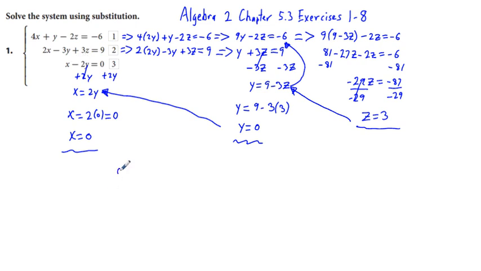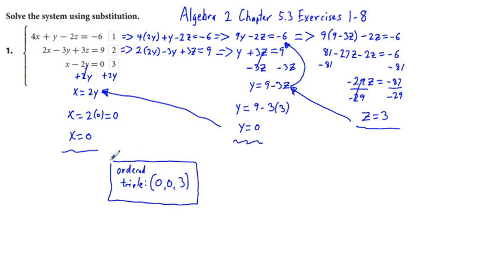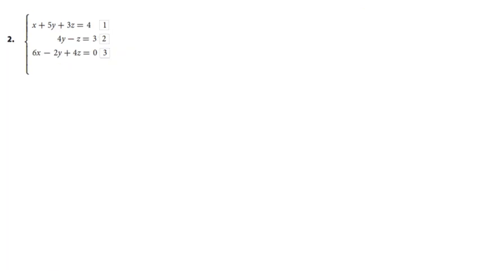So our ordered triple, and sometimes you see this as coordinate triple, is going to be the point on a three-dimensional coordinate plane, 0, comma 0, comma 3. So there we have it, solving this system by substitution. Next, we'll go to problem 3.